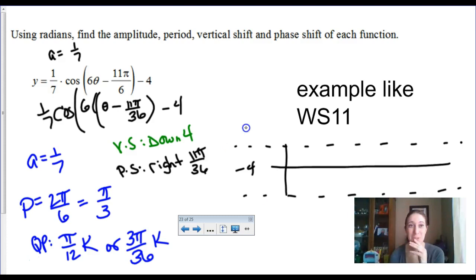And then remember your amplitude is 1/7. So this is -3 6/7 totally. This is -4 1/7. If you want to change this to improper fractions, you sure could. That's 27 sevenths and 29 sevenths. Lovely. Remember, it's been shifted right 11 pi over 36.